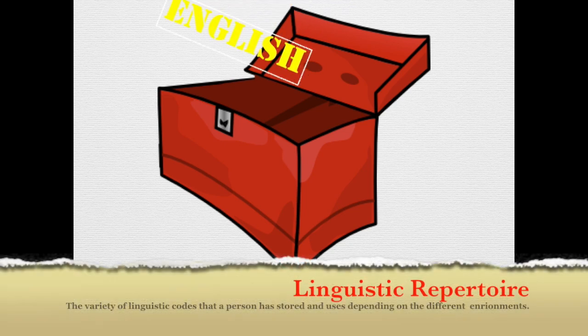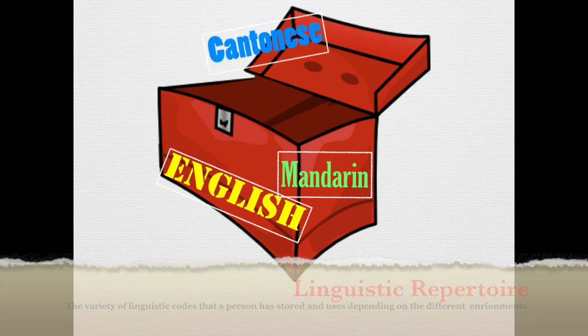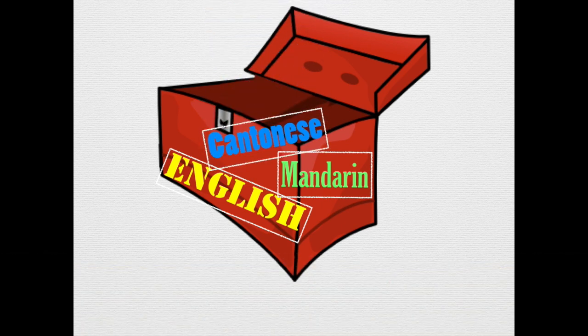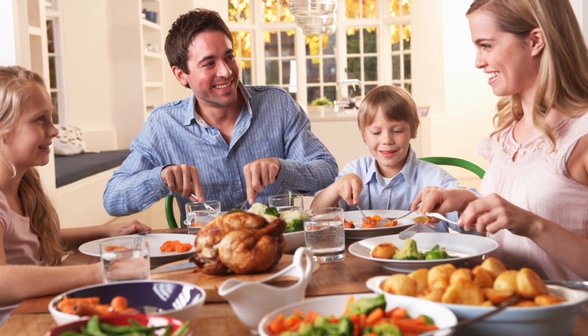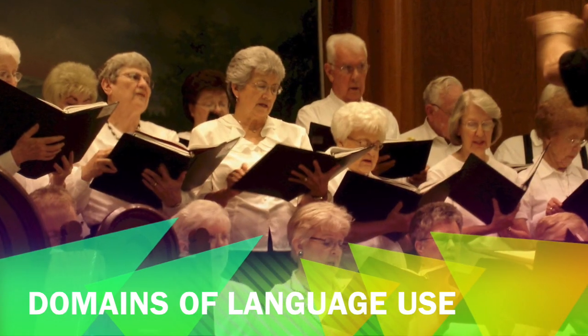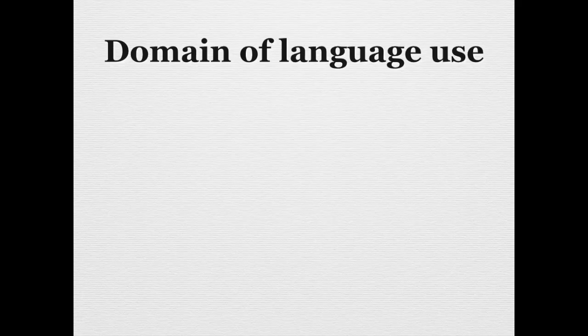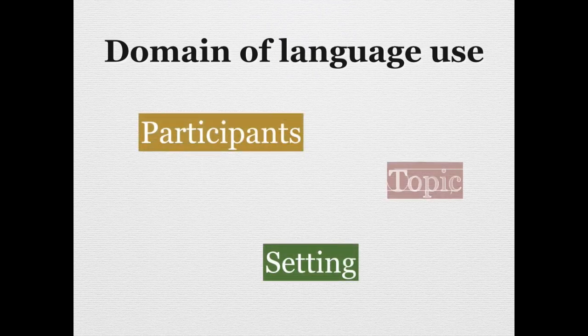Linguistic repertoire is the variety of linguistic codes that a person has stored and uses depending on the different environments. With so many languages stored, how do people make their language choice in a particular situation? In fact, the language choices people make is closely related to domains of language use. Domain is a concept which draws on three important social factors: participants, setting, and topic.